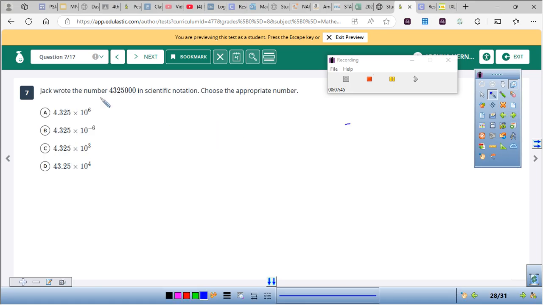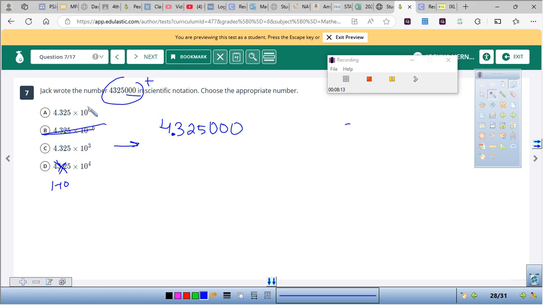Okay, next one over here. Jack wrote the number in scientific notation. Choose the appropriate number. So the number is 4325, and I have three zeros: 1, 2, 3. From left to right, I find my first non-zero number and put the decimal right there. I want to do several things in my head. First off, I'm going to look at the answer choices. It can't be that one because the number in the beginning has to be between 1 and 10. This is out. This is a big number, right? So it's going to be a positive exponent, so it can't be that one. It has to be between these two.